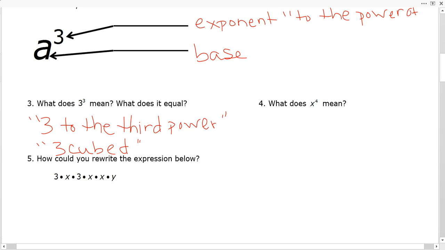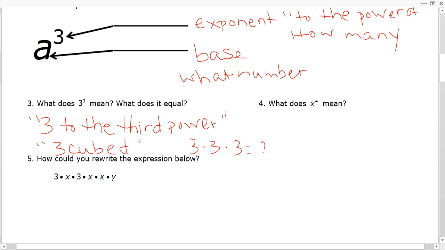Okay, we also write it as 3 times 3 times 3. So the base is the number we write down. The exponent is how many times. So this is how many, and this is what number. Okay, so 3 times 3 times 3 is 27. So 3 cubed is equal to 27.